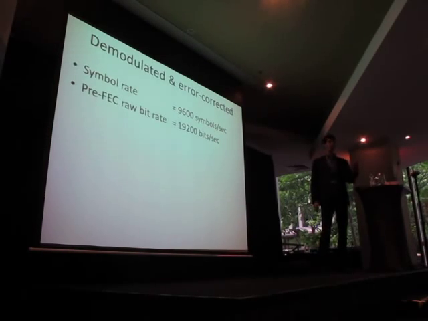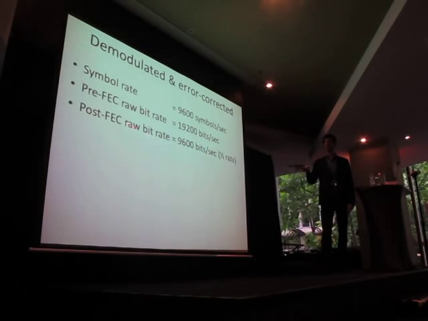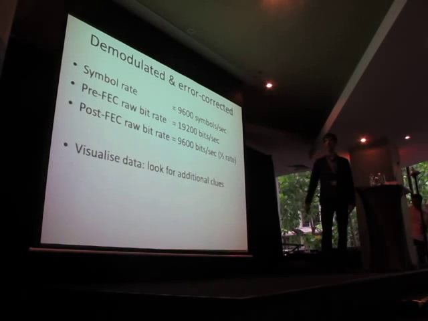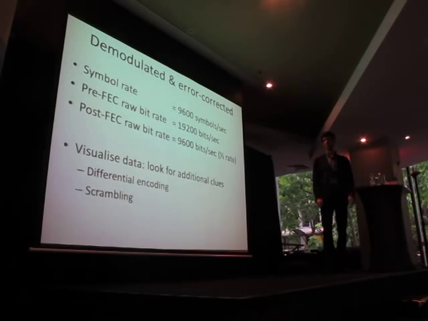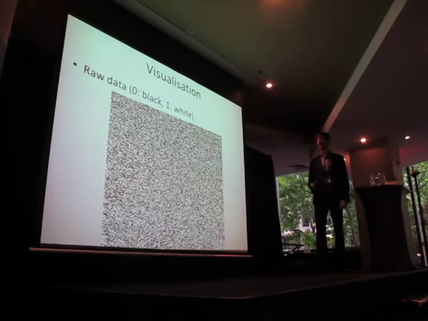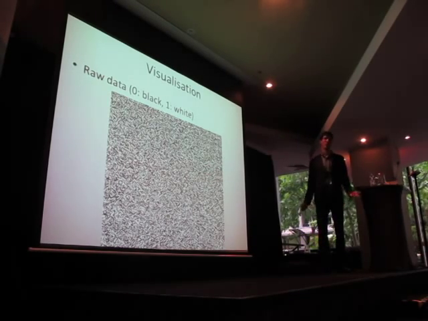So that one's QPSK, which means 2 bits per symbol, so you double the rate. The forward error correcting rate has this half rate, so you get 9600 bits back out again. And then you visualize the data to look for additional clues. So that's what you get out. That looks really, well, looks like noise, right? It doesn't look like there's anything in there.